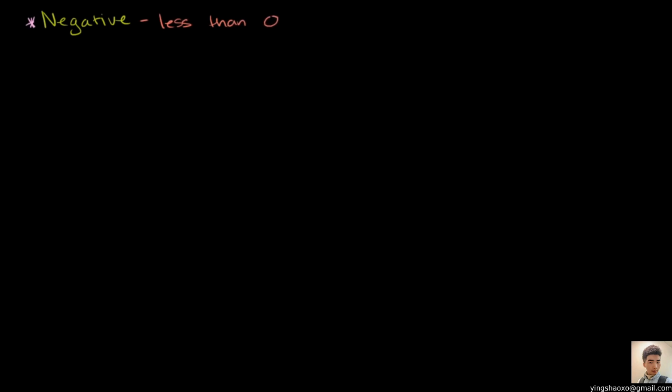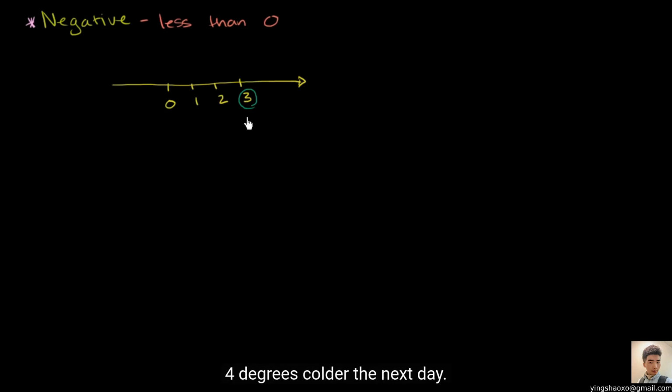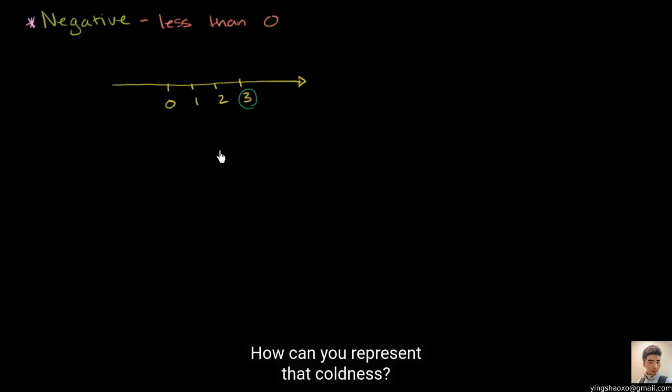If we're measuring the temperature, it could be in Celsius or Fahrenheit. Let's say we're measuring it in Celsius. So let me draw a little scale that we can measure the temperature on. Let's say this is 0 degrees Celsius, that is 1 degree Celsius, 2 degrees Celsius, 3 degrees Celsius. Now, let's say it's a pretty chilly day, and it's currently 3 degrees Celsius. Someone who predicts the future tells you that it is going to get 4 degrees colder the next day. So how cold will it be? How can you represent that coldness?